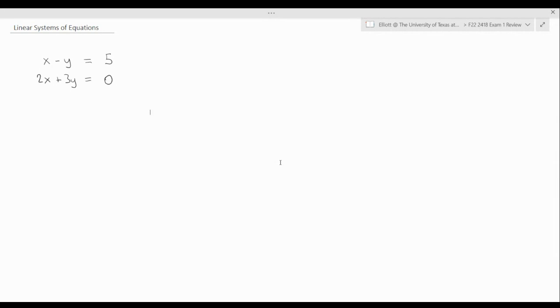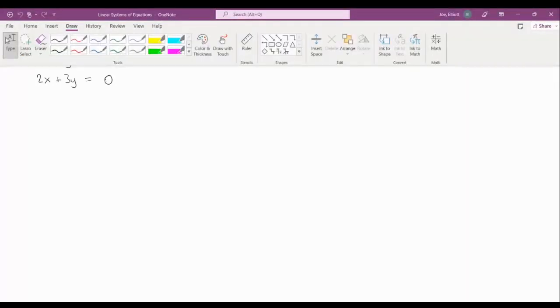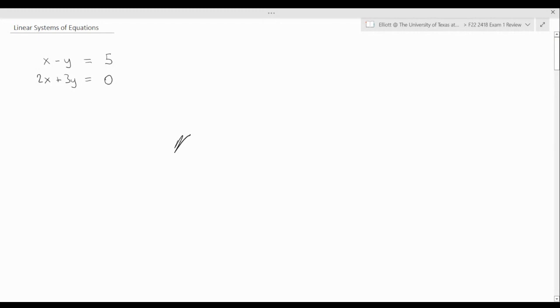Okay, so to start off talking about linear systems of equations, here I have a pretty simple example. So this is a system with 2 equations and 2 unknowns. And let's just say if we wanted to solve this equation, most of you I think already know how to solve it. Okay.